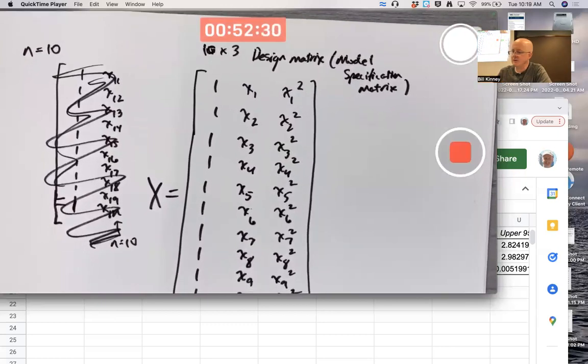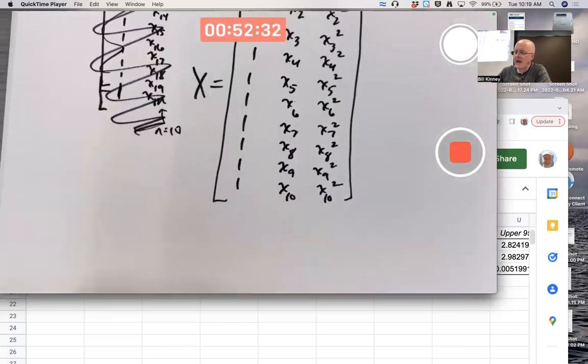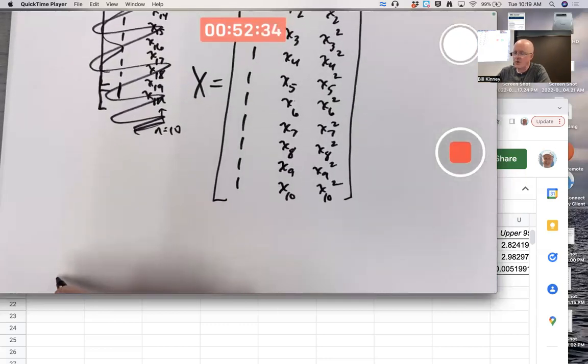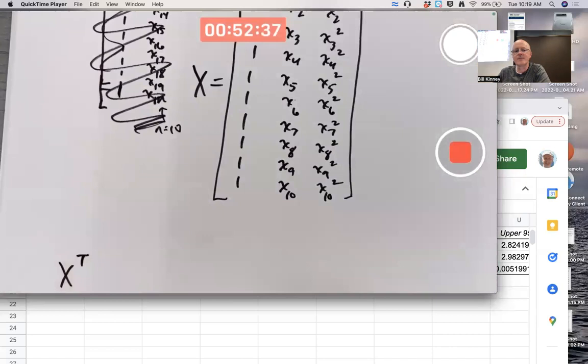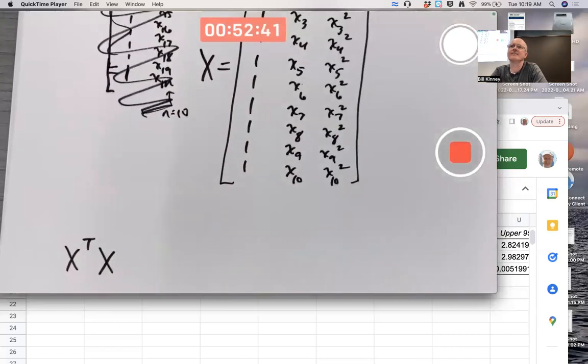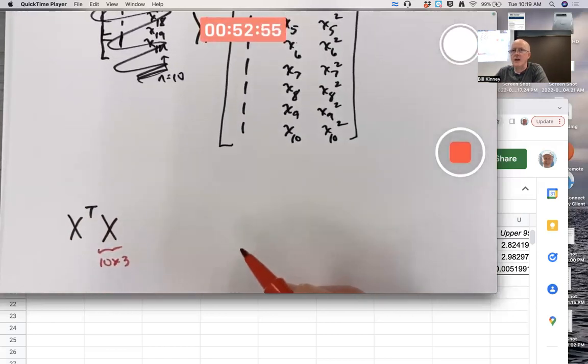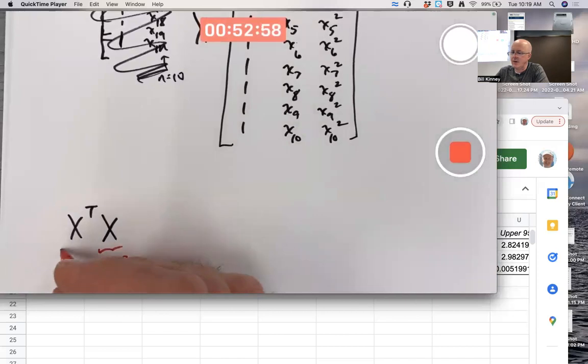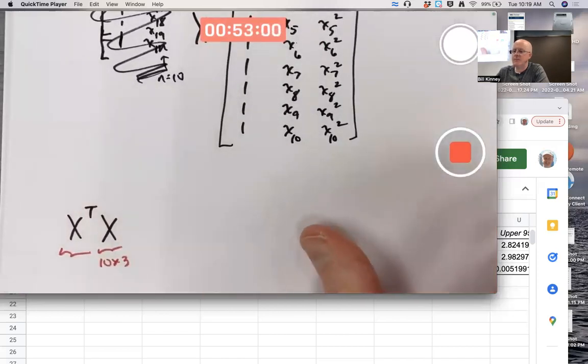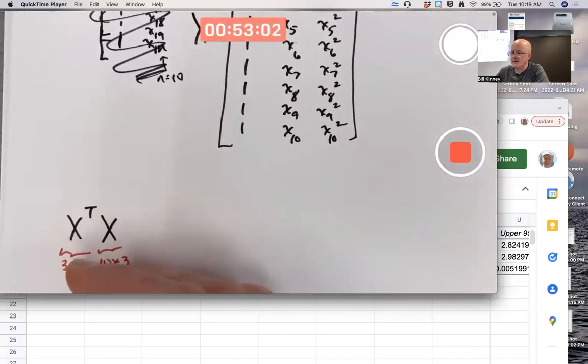Okay, now I will use dots to save time. What would happen if I took the transpose of X and multiplied it times X itself? Well, first of all, can I do such a multiplication? X is a 10 by 3 matrix. 10 rows, 3 columns. Its transpose would be a 3 by 10 matrix.